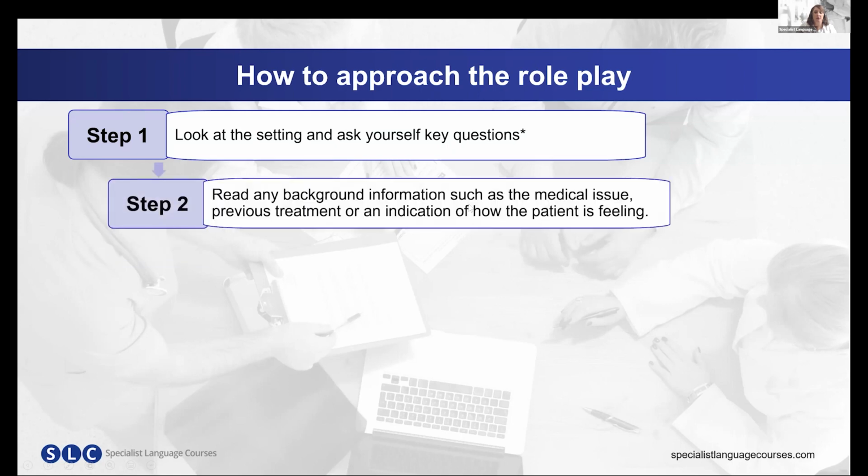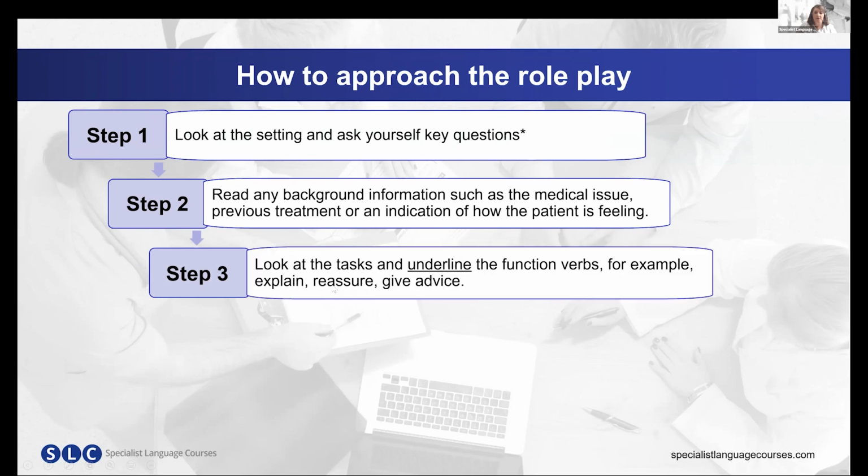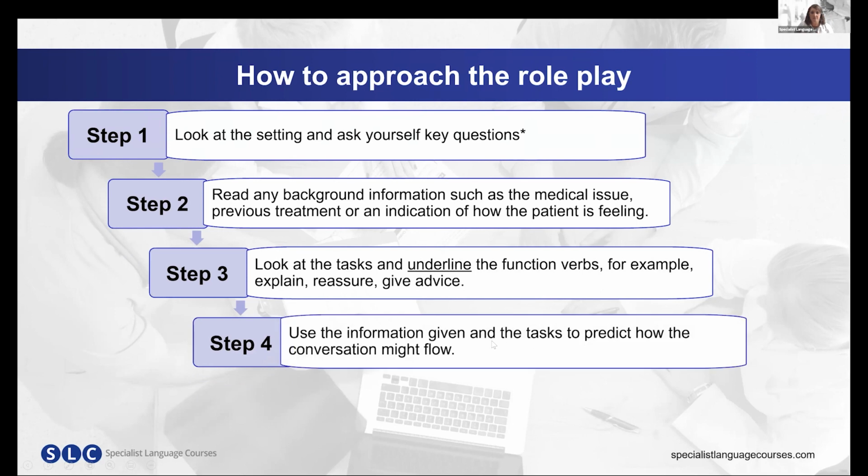Then you should read the background information, for example, the medical issue, any previous treatment, an indication of how the patient is feeling. Then look at the tasks. You remember those bullet points that we saw, and underline the function verbs, for example, explain, reassure, or give advice. Then use the information in the task to predict how the conversation might flow. So it's a good idea to think about where the conversation is going to go so that you can help yourself be prepared.